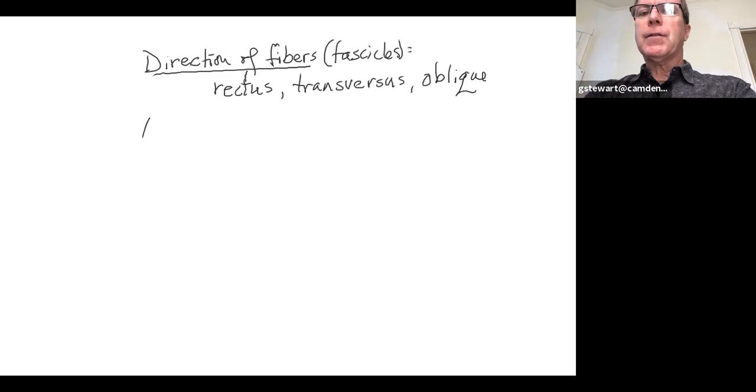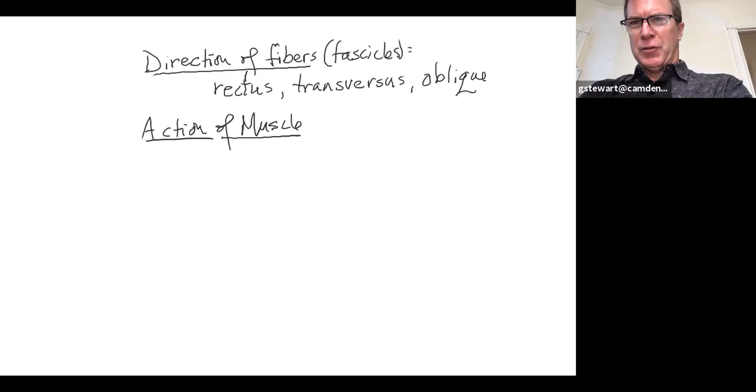So it's SSLLDA. A stands for action of muscle. Some muscles have in their name the action that that muscle performs. That would be words like flexor, extensor. These are words found in some muscle names.